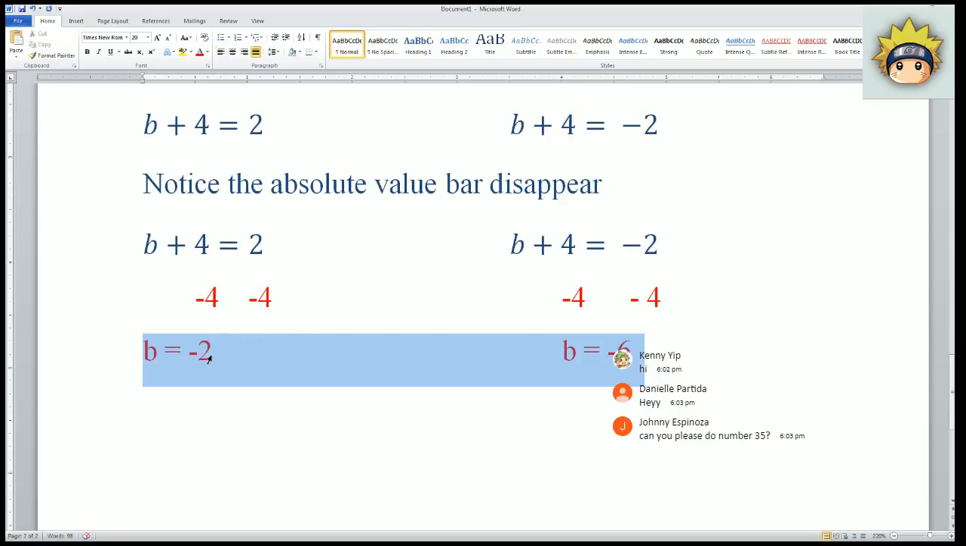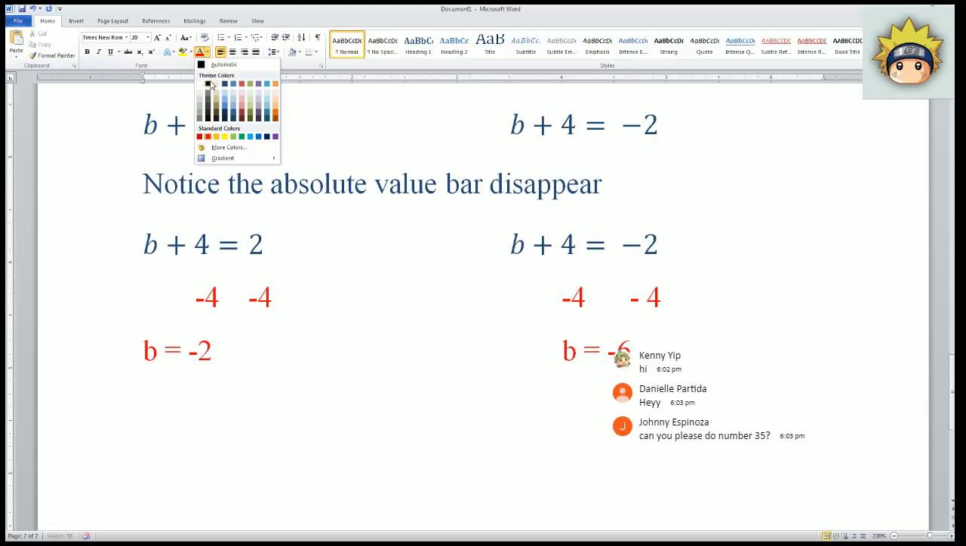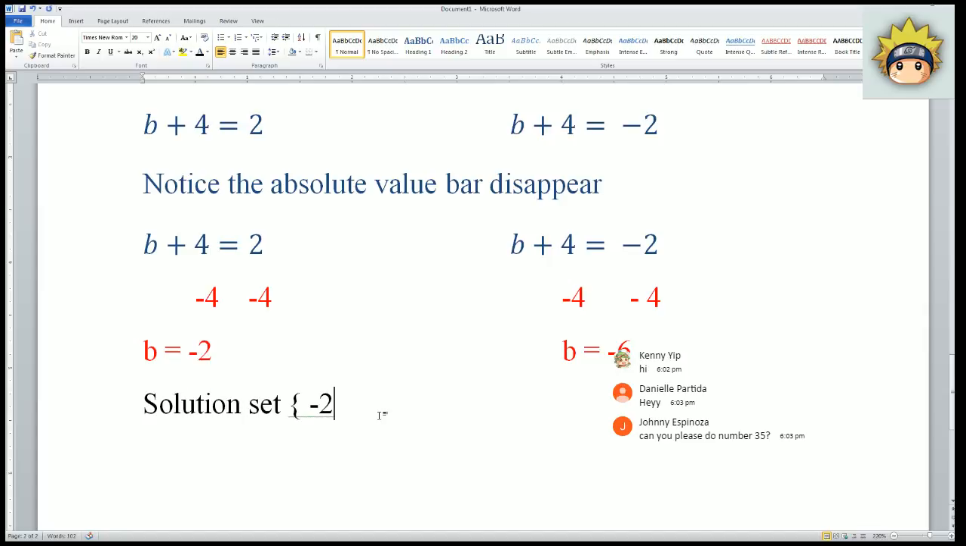So this is my first solution, this is my second solution, and I can put that in solution set format. My solution set: curly bracket -2, comma, -6. There you go. Those are my two solutions.